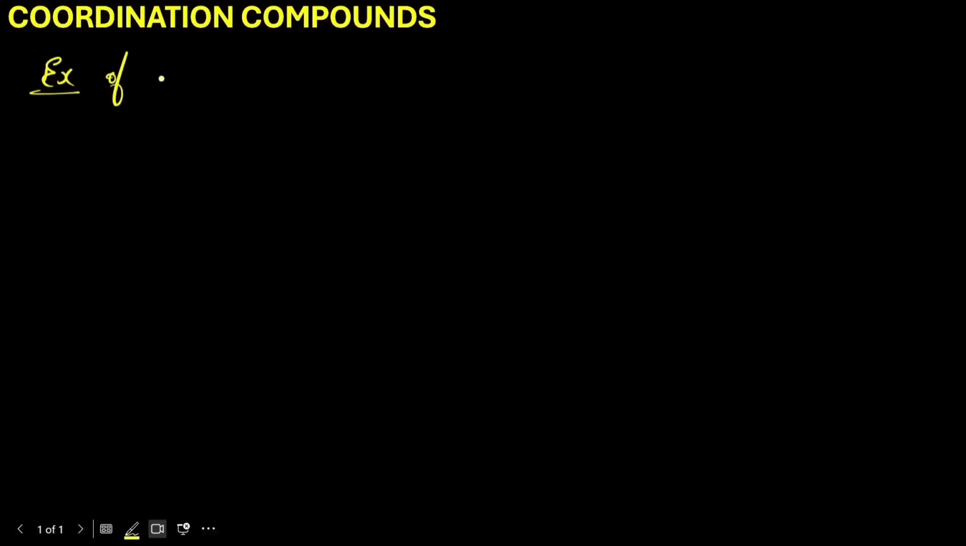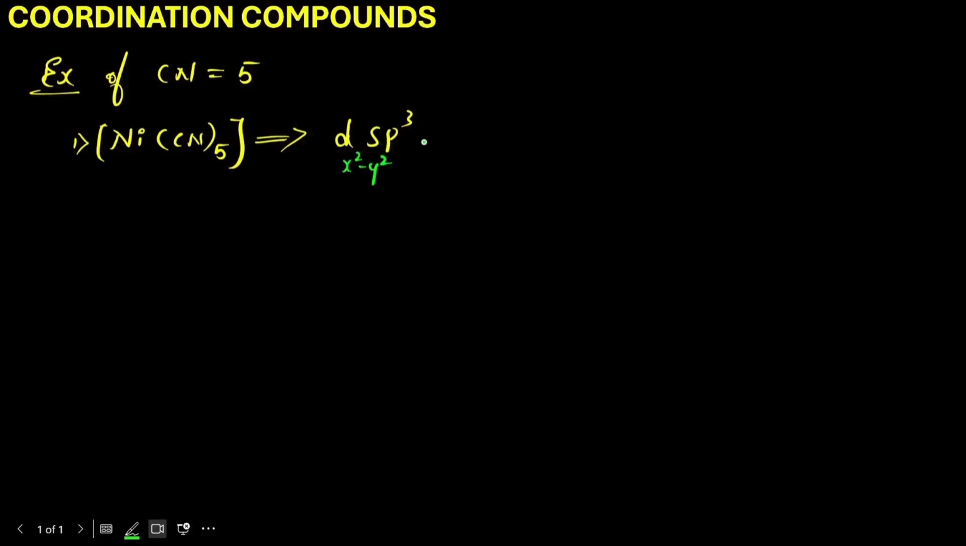Examples of coordination number 5. First one is nickel CN 5 times. Here the hybridization is dsp3. Here the d orbital is dx square minus y square. What is the geometry here? It is square pyramidal.